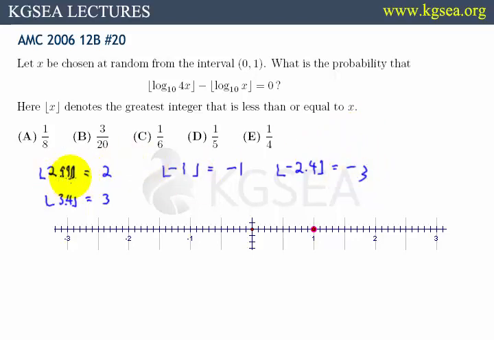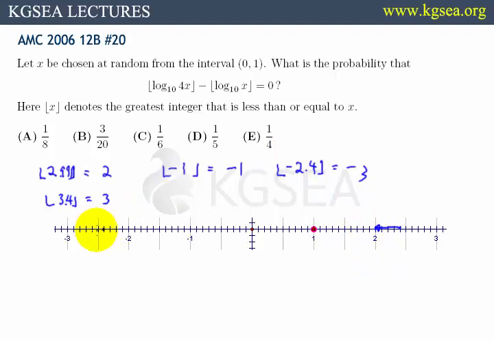Whenever you do 2 point something here, do not think that you are dropping the decimal part. Whenever I have 2 point something here, think that you're going to the left side until you meet the integer. If you're sitting on the integer already, then there's no reason to go anywhere. You're already an integer. But if you fell somewhere here, then you got to go to the left until you hit the integer.